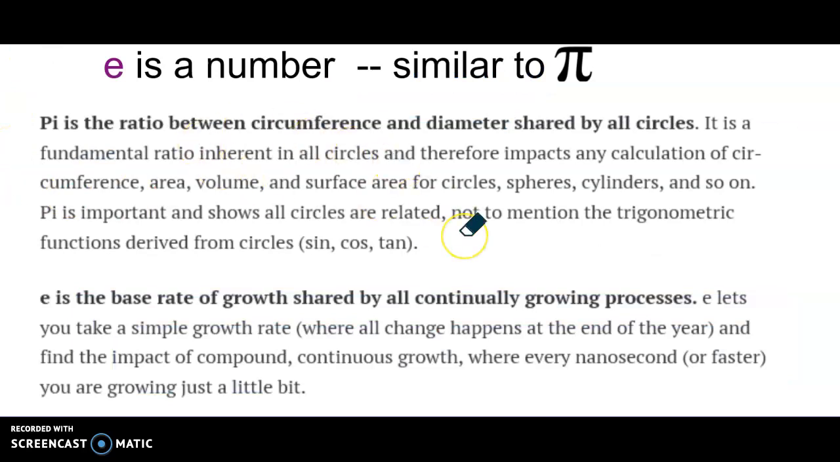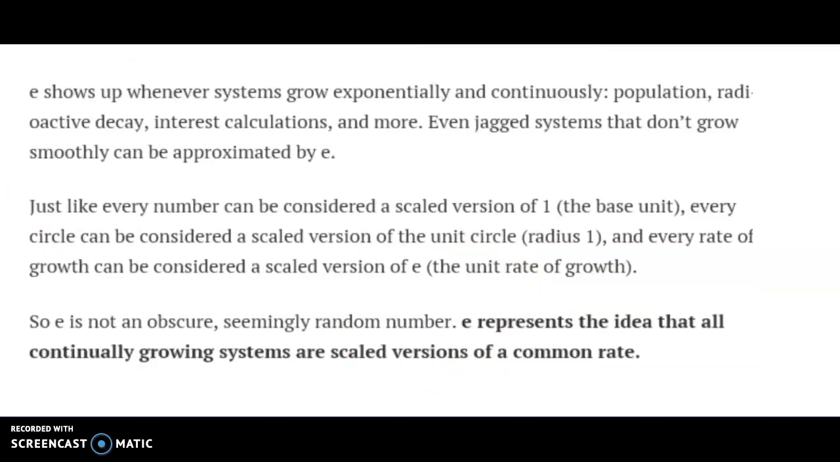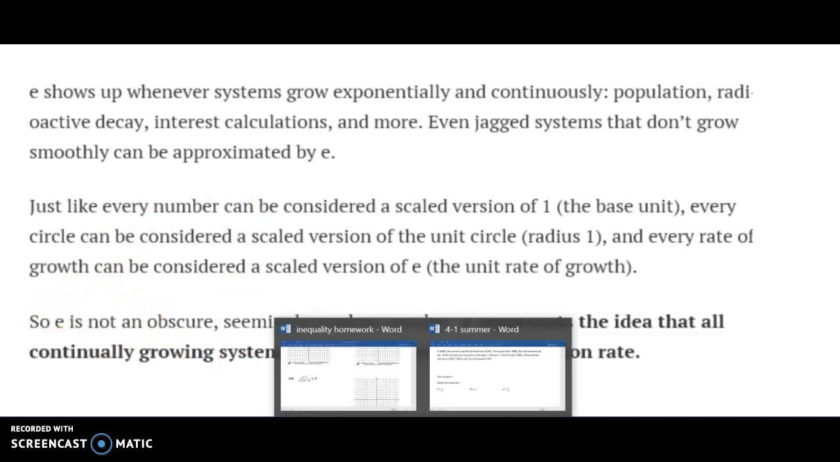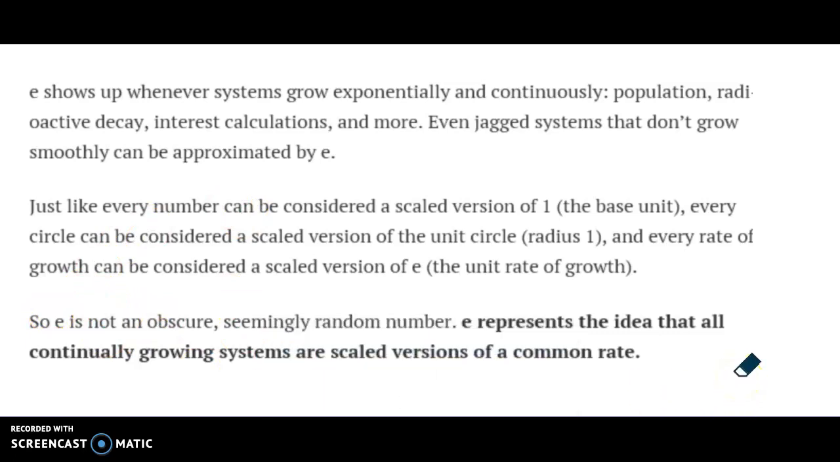Like I said, pi is one of our famous irrational numbers, and E is something that happens when something is continually growing. We find this number showing up a lot. So E represents the idea that all continually growing systems are scaled versions of some common rate. We don't have to understand all that. I just wanted you to see where it came from. If you were curious, you can always look up E and how it was discovered by Euler.